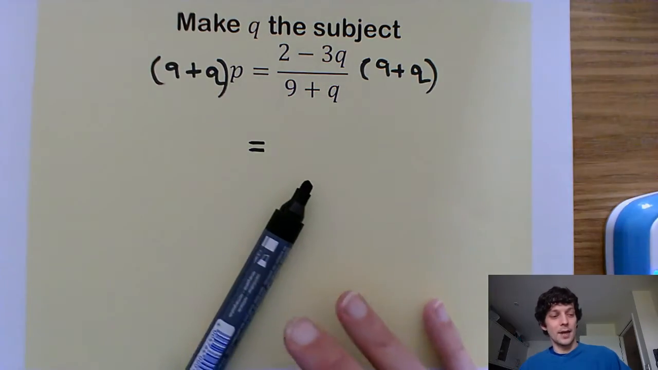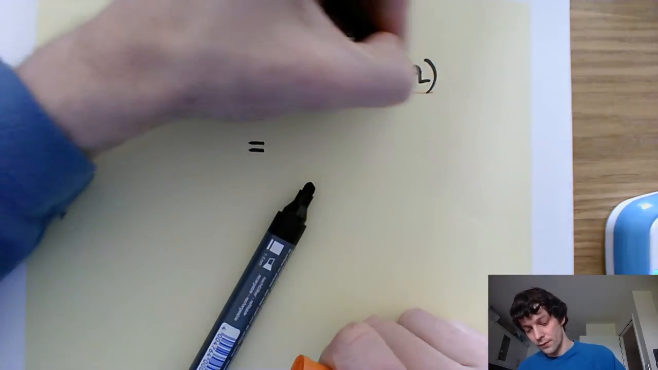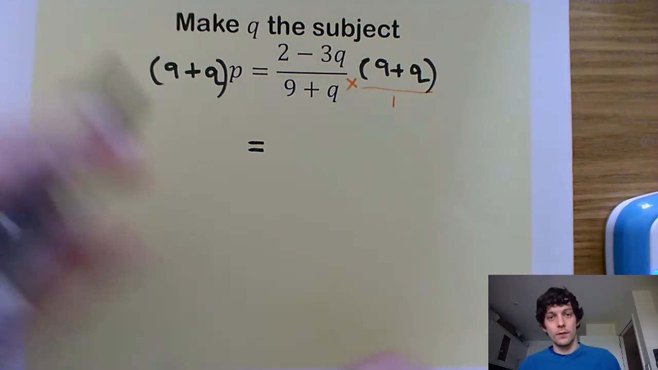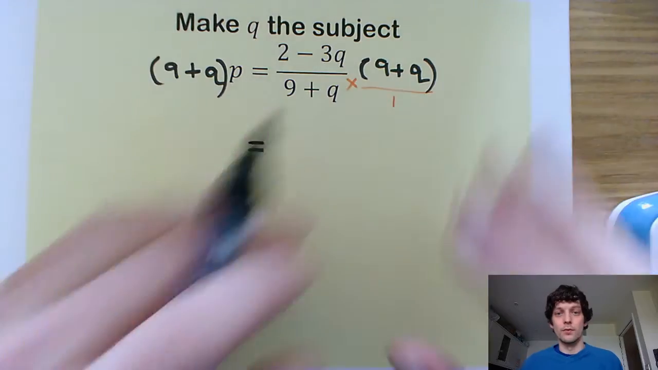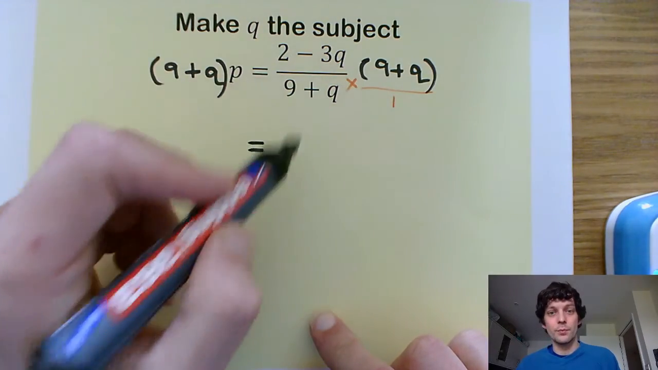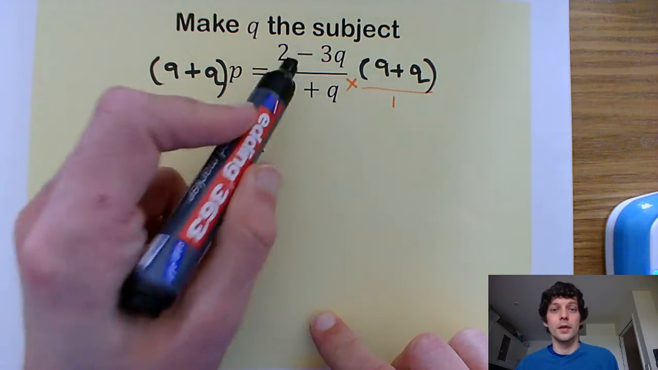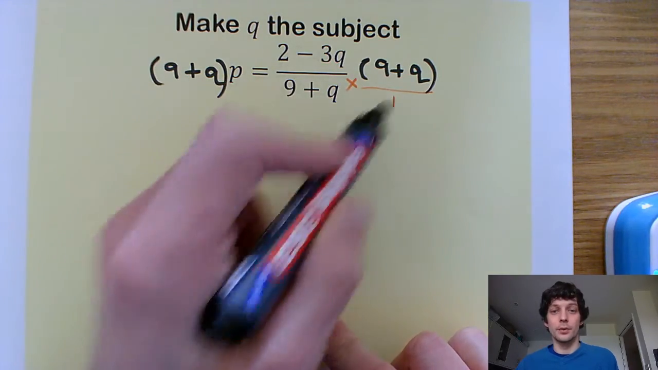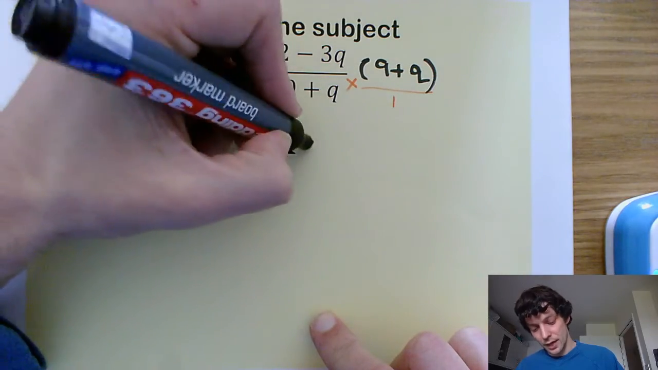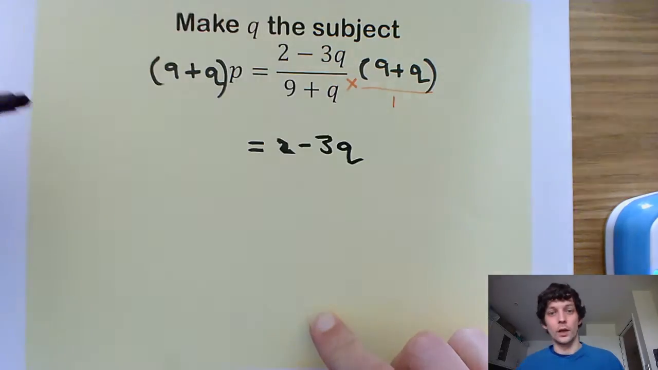Okay, again, if we have that idea of this being a fraction over 1, that may help us avoid making any mistakes here. But this 9 plus q is cancelling out. I've got 2 minus 3q divided by 9 plus q multiplied by 9 plus q, so I'm going to get back to just having 2 minus 3q.